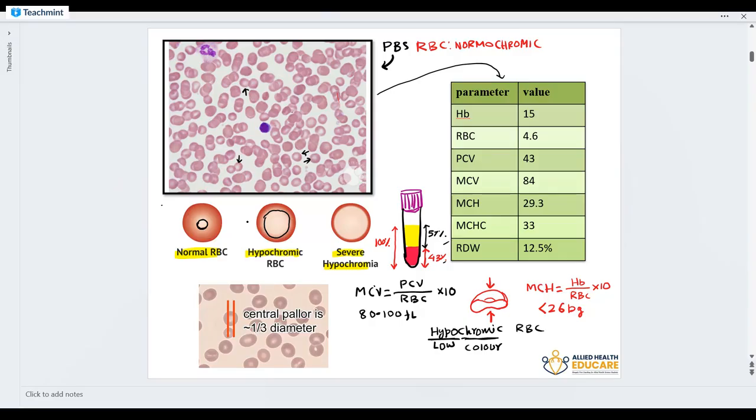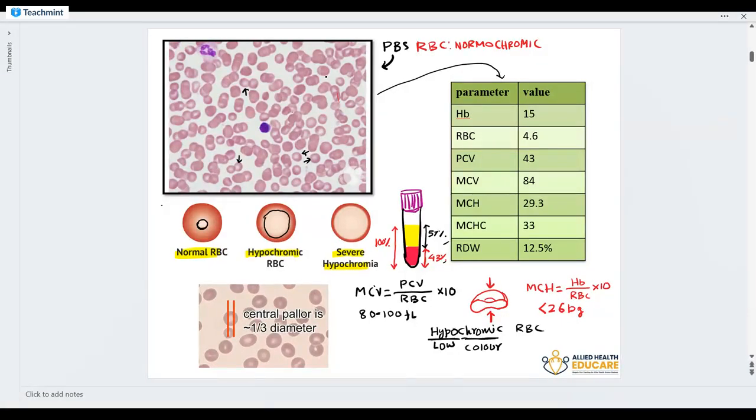And in case of severe hypochromic, we can see in this picture there is severe hypochromia. Severe hypochromia means the central pallor is much broader as compared to hypochromic RBC. So this is the general picture of how an RBC looks under the microscope. And this is the peripheral blood smear. The peripheral blood smear looks absolutely normal.